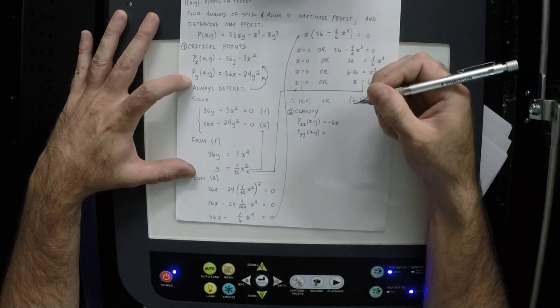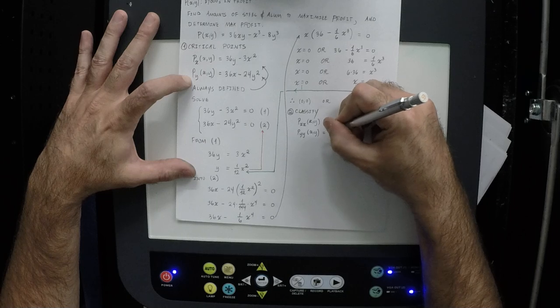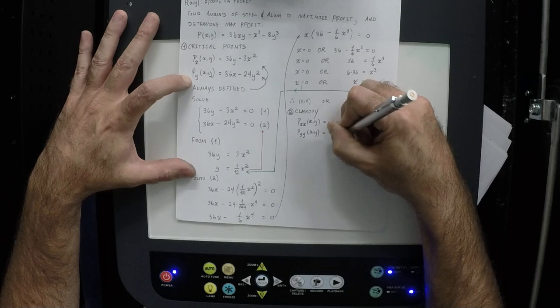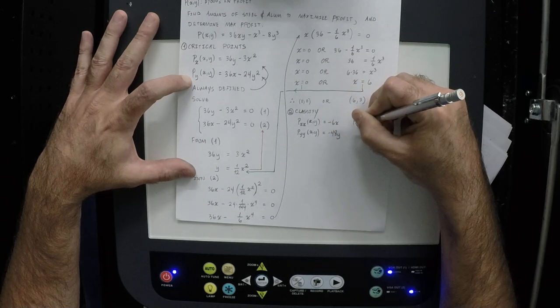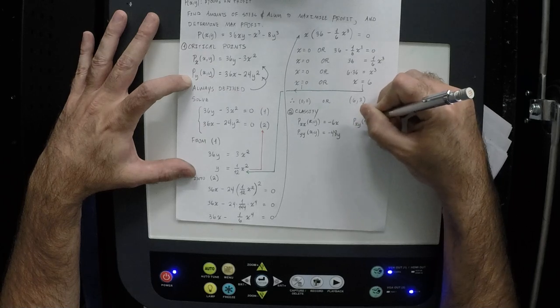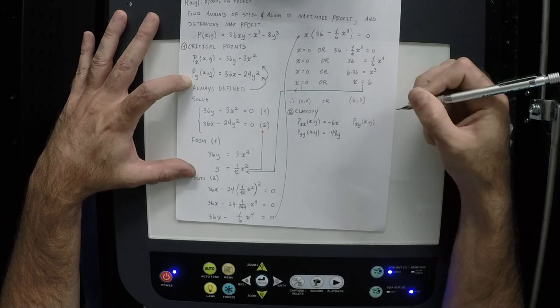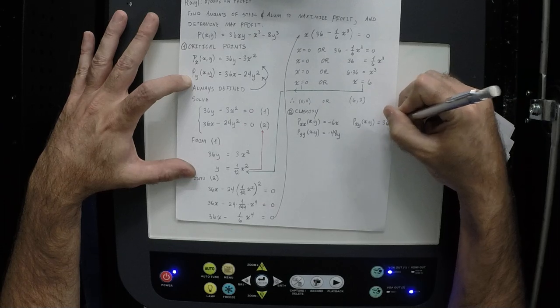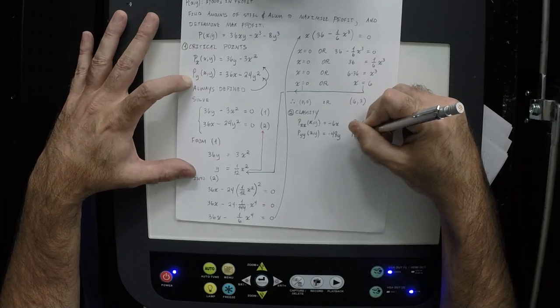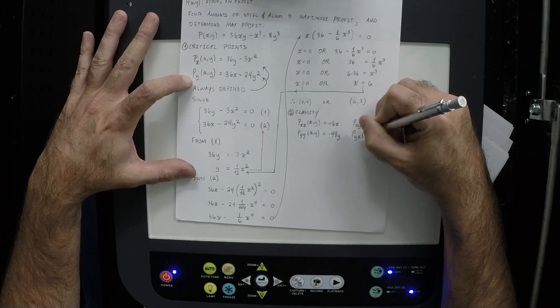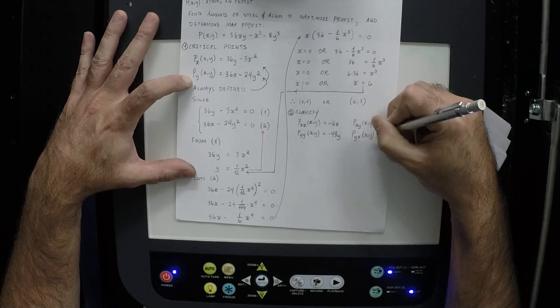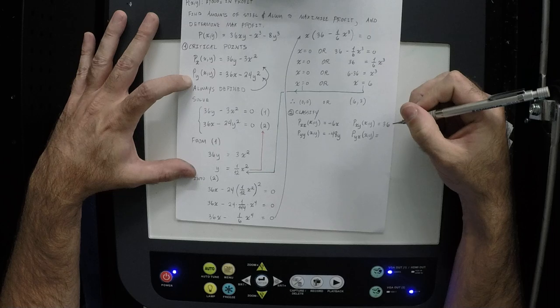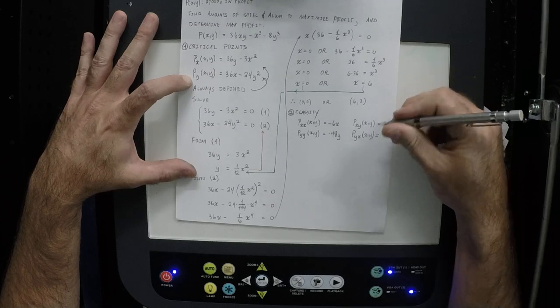The yy partial is negative 48y. The xy mixed partial is 36. The yx mixed partial is 36.